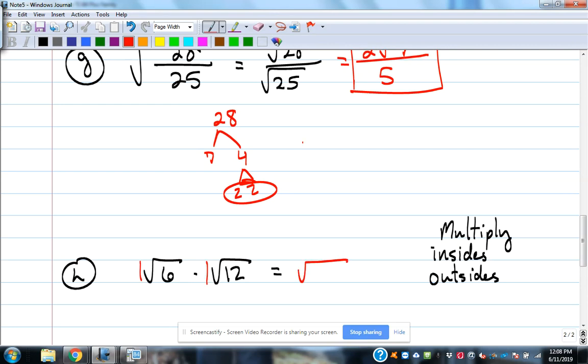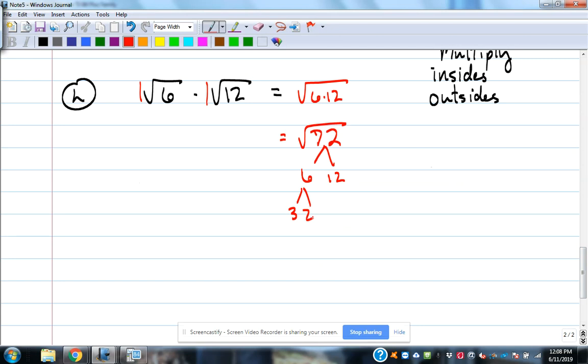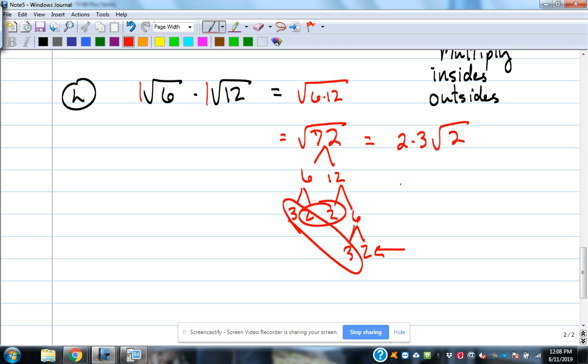On the inside, we're going to multiply 6 times 12, which is the square root of 72. And then I'm going to simplify that. So that would be 6 and 12. And then 6 is 3 and 2, 12 would be 2 and 6, 3 and 2. So there's a pair of 2s and a pair of 3s. So that's going to be 2 times 3 square root of 2, because that 2 doesn't have a buddy. 6 square root of 2.